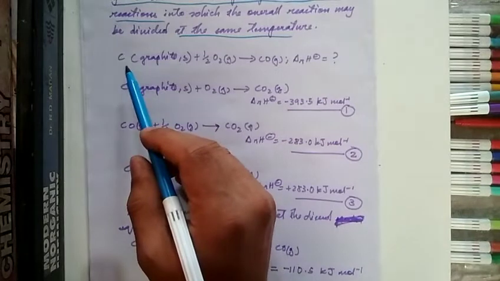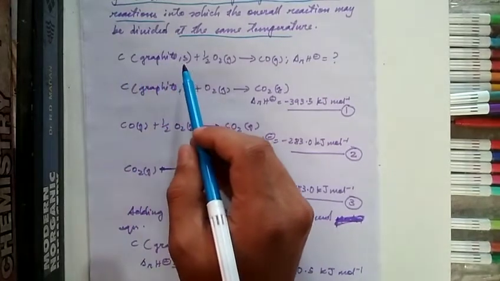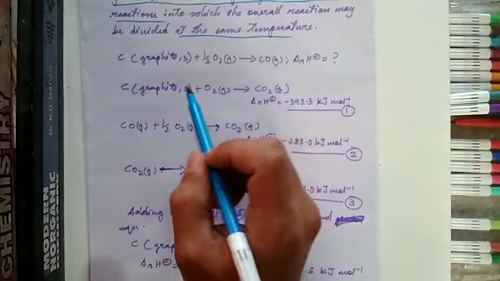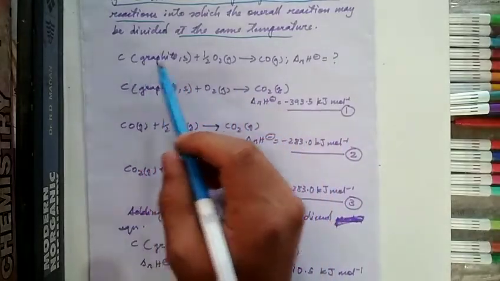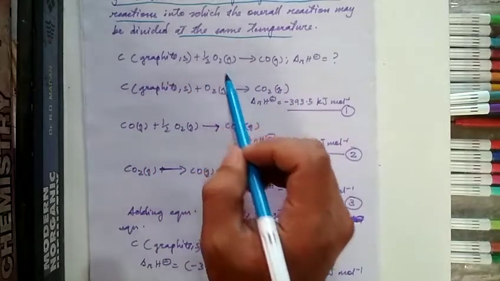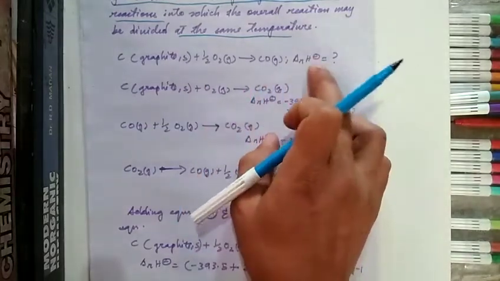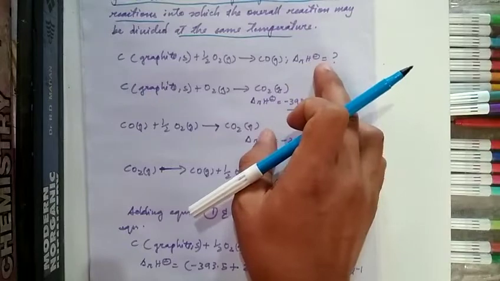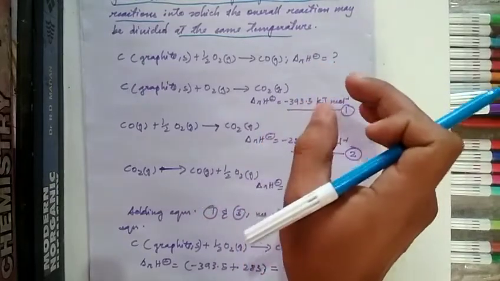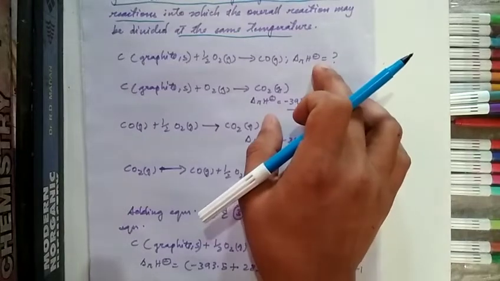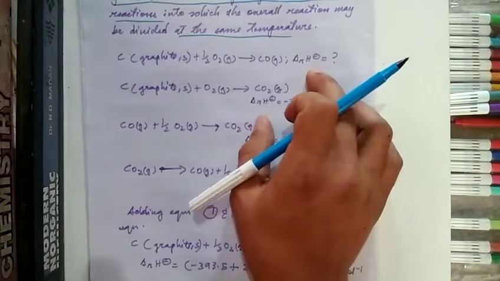This carbon, or graphite, reacts with oxygen to give carbon monoxide. Now 1 mole of this reacts with half mole of oxygen to give carbon monoxide, okay. And here this delta rH is given as a question mark, okay. So we are going to find this one.